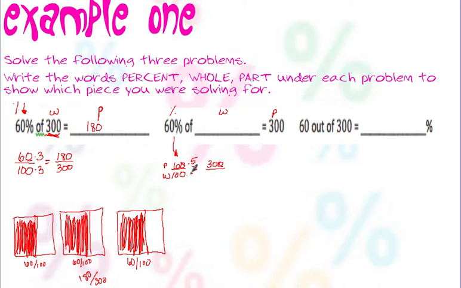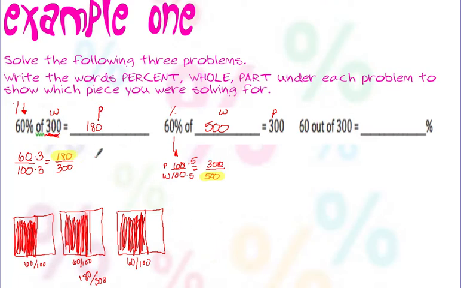What I do to the part, I have to do to the whole. So if I'm taking 5 times as many parts, then I need to have 5 times as many wholes. So in this case, 300 is 60% of 500. It's a little bit different because in this case we were looking for the denominator and here we were looking for the numerator.